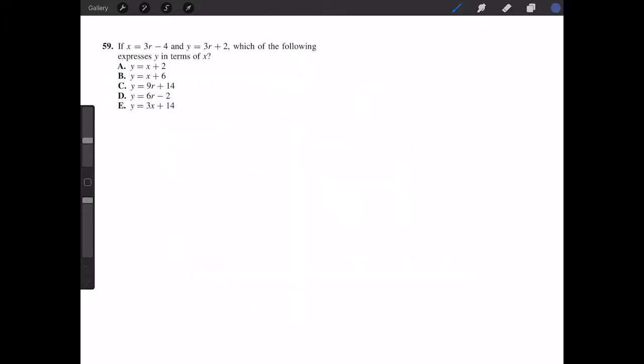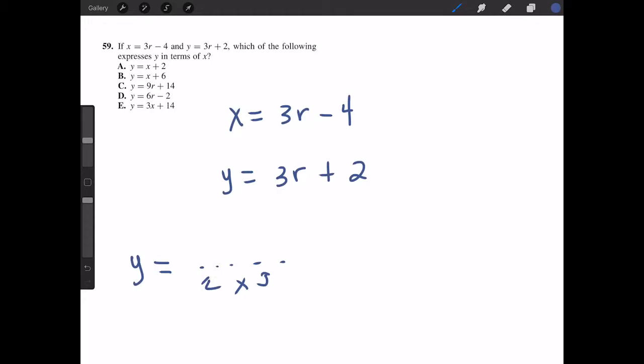59 reads, if x equals 3r minus 4 and y equals 3r plus 2, which of the following expresses y in terms of x? So we have on one hand, x is equal to 3r minus 4. And then on the other, we have y is equal to 3 times r and then plus 2. But they want us to come up with something that expresses y equals in terms of x.